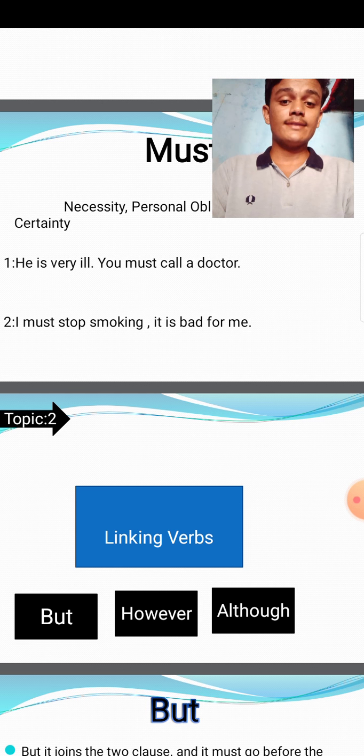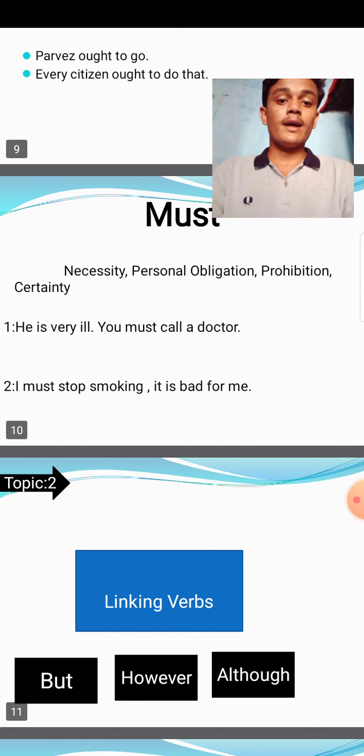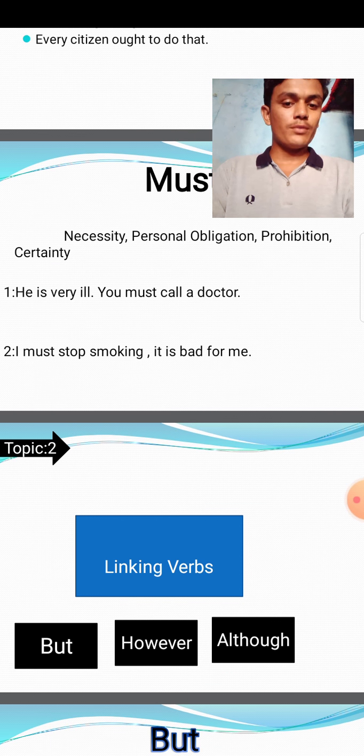This says that I must stop smoking. It is bad for me. This is the prohibition certainty, that I must stop smoking. It is bad. Exactly, it is bad. This is the prohibition certainty.